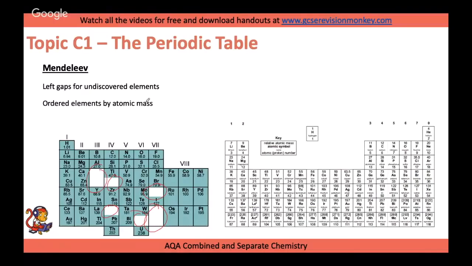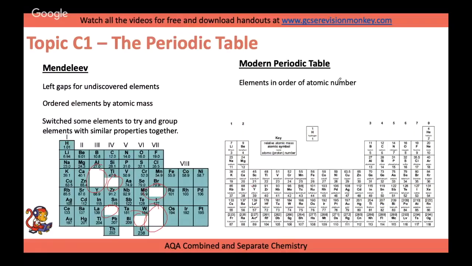He ordered them by atomic mass, okay? But he moved some of them if the properties fitted better. So mostly they ordered by atomic mass, but if the properties fitted better, he might have moved them around a little bit. But there were still some differences to today's periodic table, because this is the modern periodic table over here, and we actually order it by atomic number. So that's the bottom number.